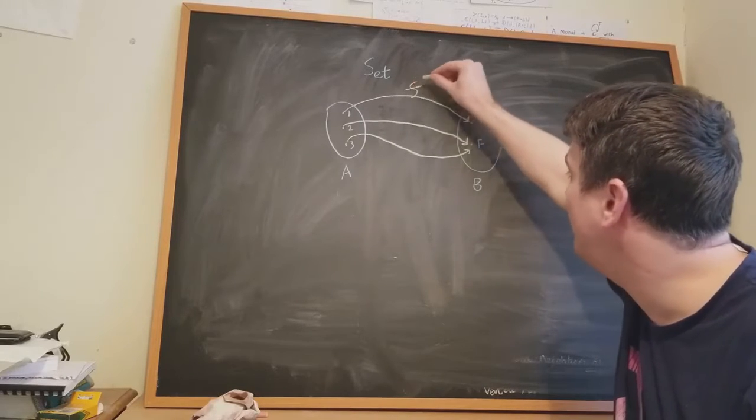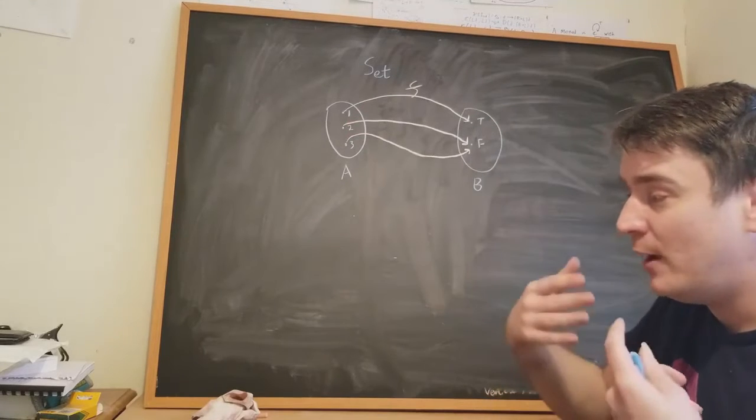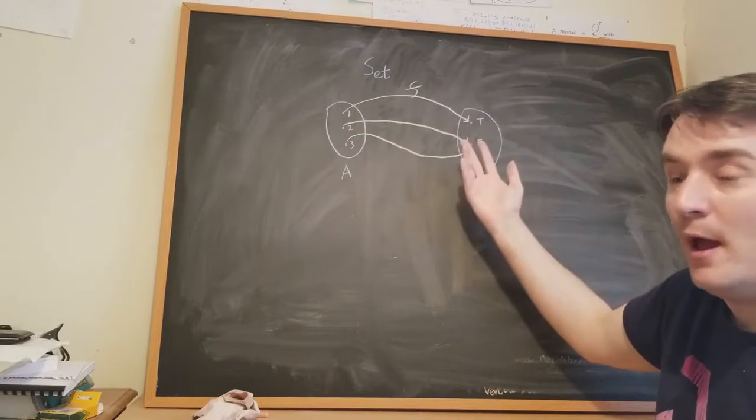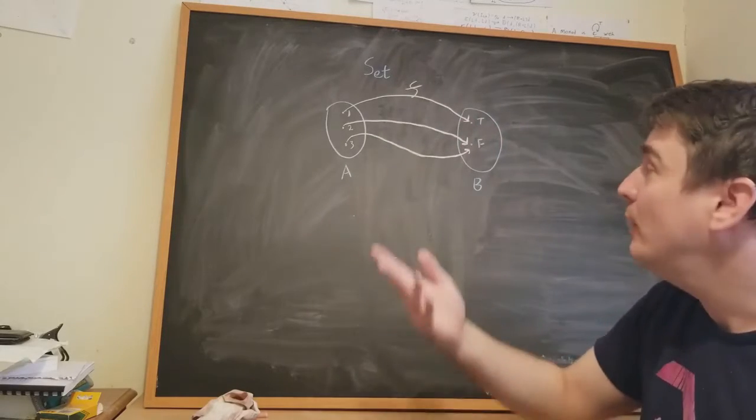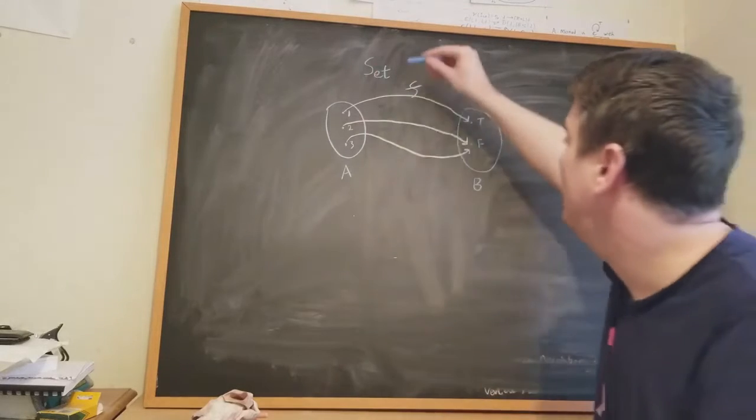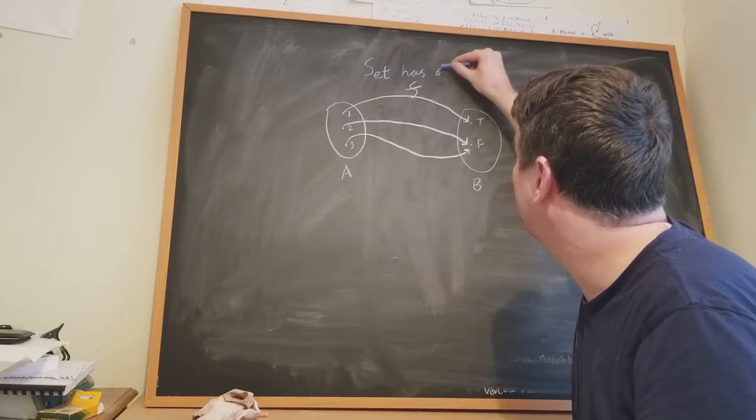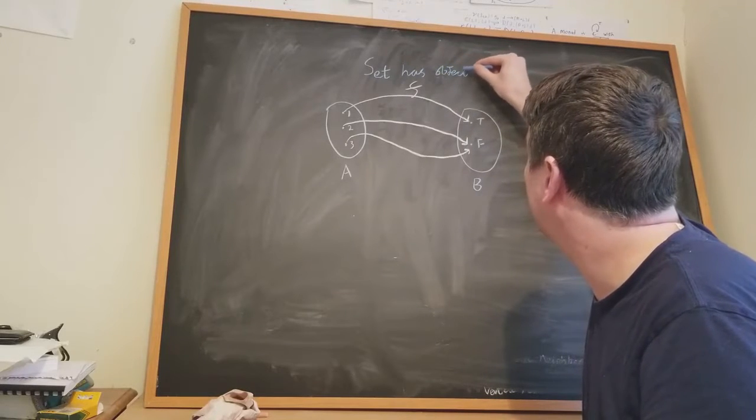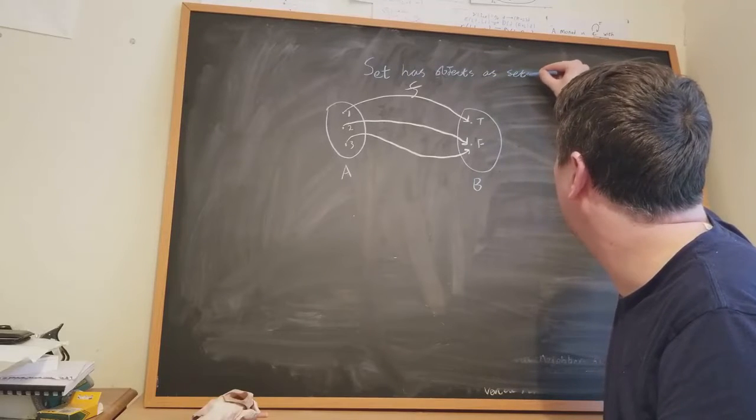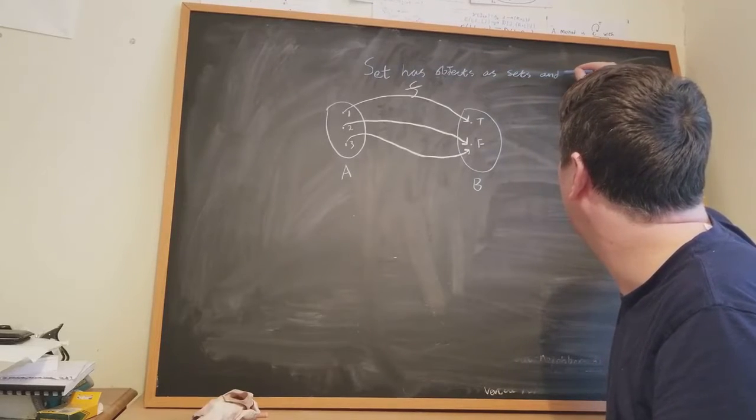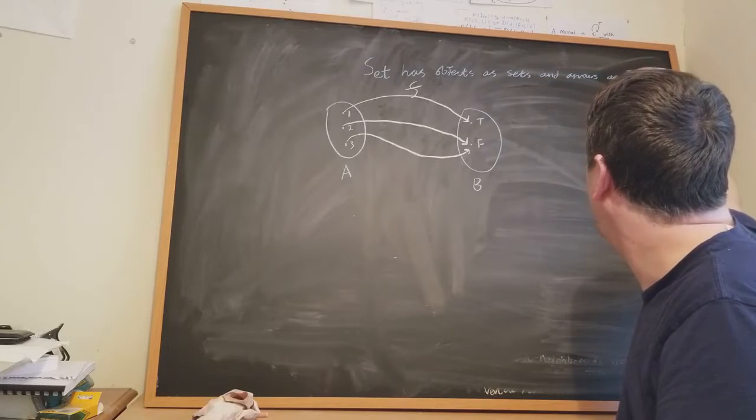So there's a function f from A to B, and there's various other ones. So our arrows are functions, and all functions between these sets are arrows in this category. So this category Set has objects as sets and arrows as functions.